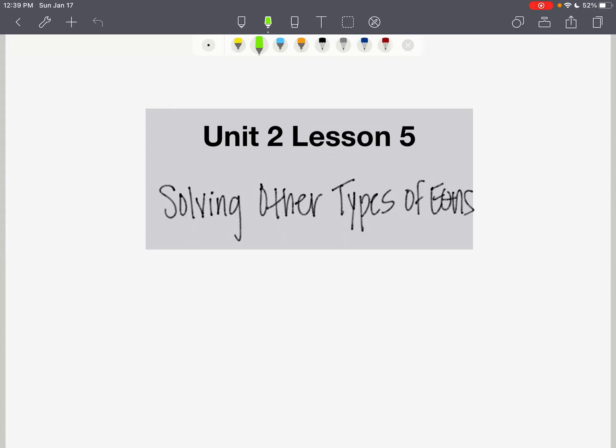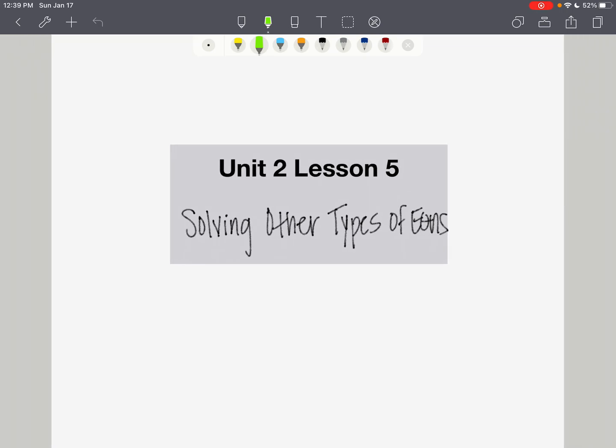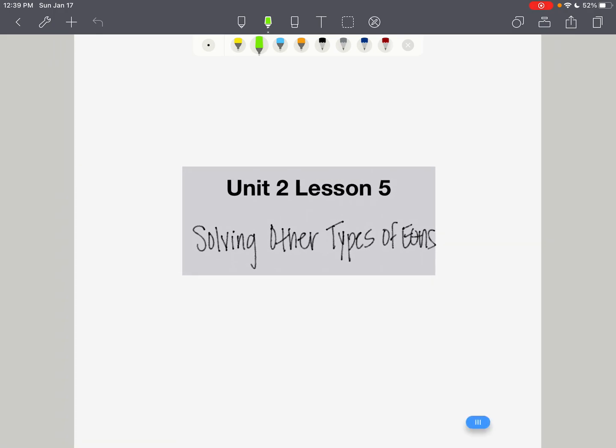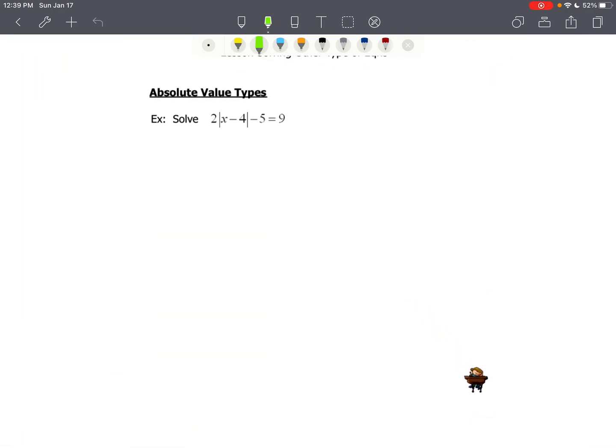In this series of videos, we're going to solve different types of equations other than your linear and quadratic. They may be similar, but they're considered different types because of, for instance, our absolute value types. So we'll be solving absolute value types, quadratic in nature types, and even exponential types. Let's start with absolute value types.